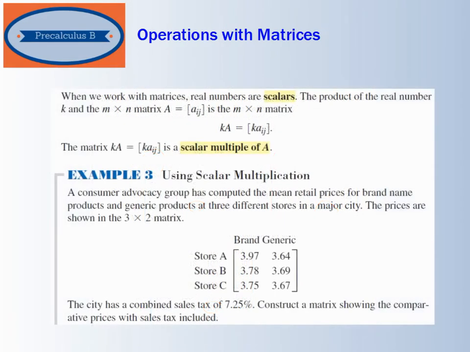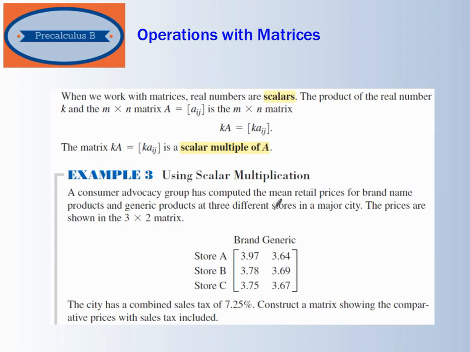There are going to be times with matrices where we are going to want to multiply a matrix by some type of scalar value. All right. So real numbers, they're considered scalars, and the product of a real number times a matrix is simply each element in the array gets multiplied by that scalar. All right, so here's an example. We have a matrix here.